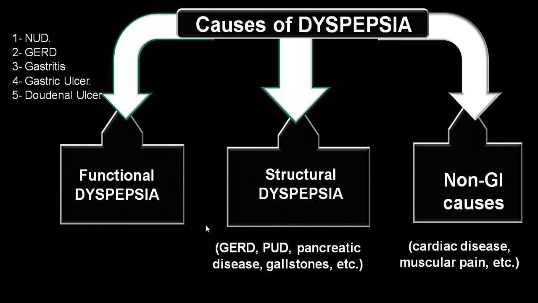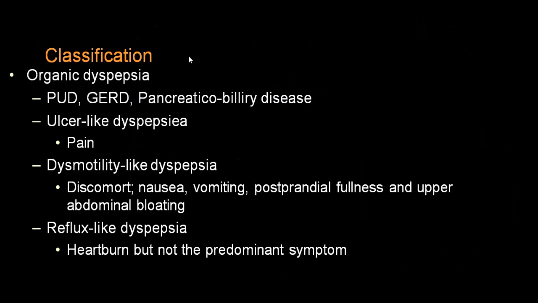So in structural, non-ulcer dyspepsia, GERD, gastritis, gastric ulcer, duodenal ulcer, pancreatic pathophysiology, gallstones, carcinoma, stress ulcer, all those will be included. So among organic, peptic ulcer disease, GERD, pancreatobiliary disease, ulcer-like dyspepsia, where pain is common, dysmotility dyspepsia, reflux-like dyspepsia, etc. are the different terms which will be utilized. Means depending upon the type of presentation, ulcer-like, dysmotility-like, and reflux-like dyspepsia. That will be a part of organic dyspepsia.